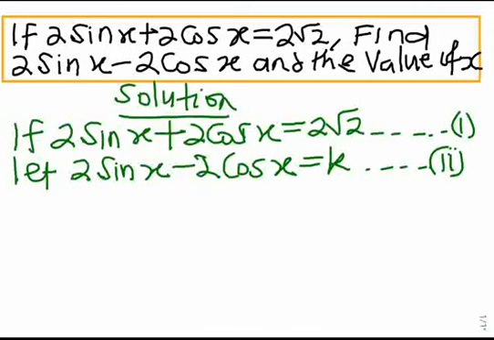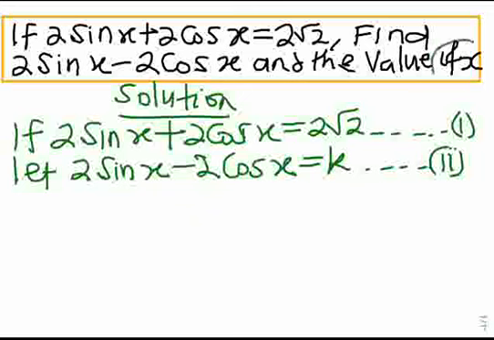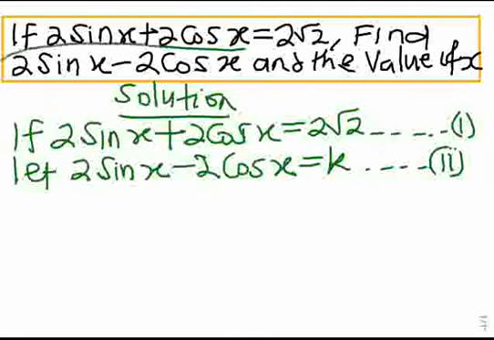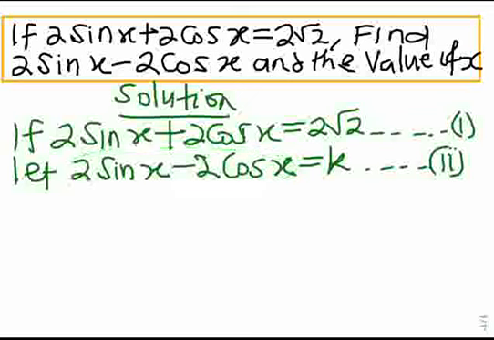In this video we are going to find the value of 2 sin x minus 2 cos x and also find the exact value for the acute angle x given that 2 sin x plus 2 cos x is equal to 2 root 2. In order to solve this question, I made what was given in the question equation 1, as you can see from here. And what we are asked to find, 2 sin x minus 2 cos x, I am making that equation 2 and equating that to k. We are asked to find the value for this, and I am assuming that the value is equal to k.